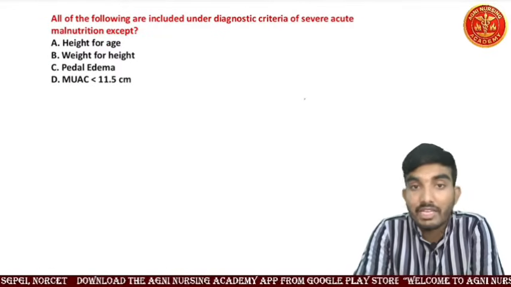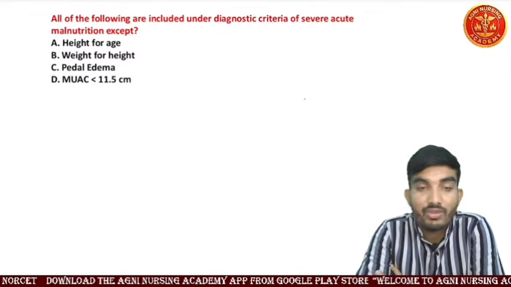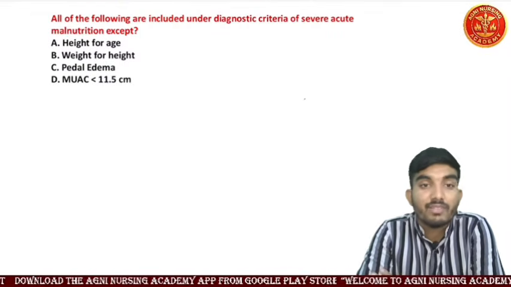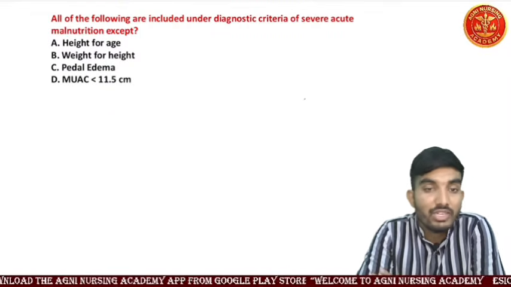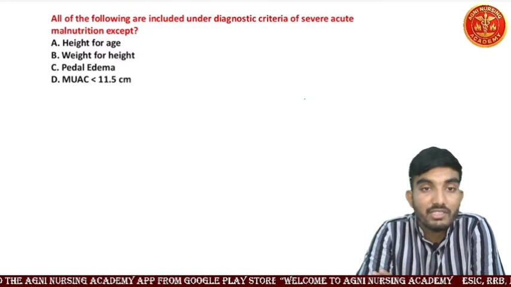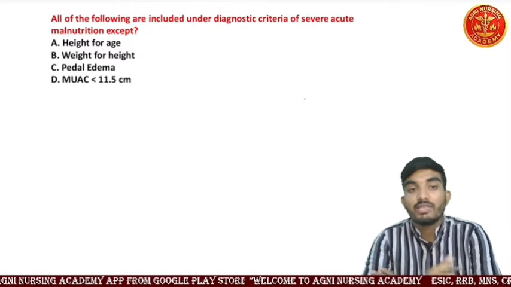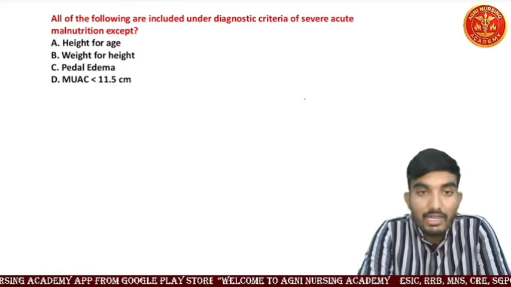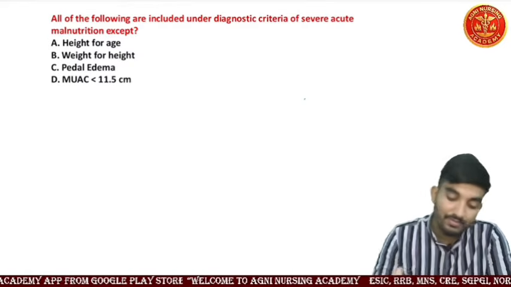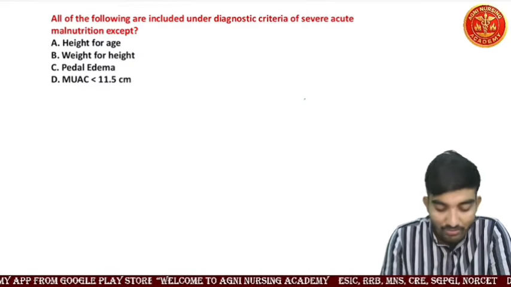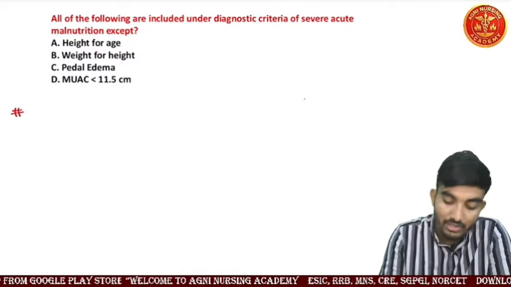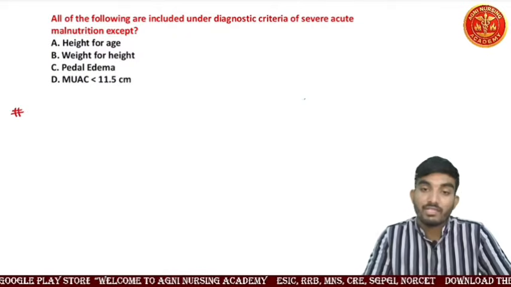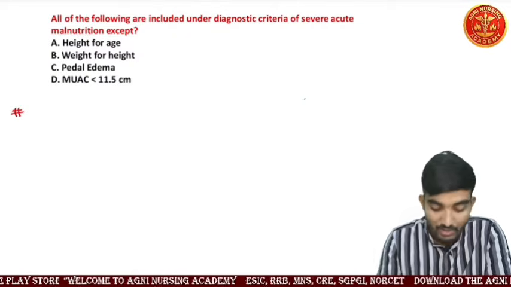All the following are included under diagnostic criteria of severe acute malnutrition except: option A, height for age; option B, weight for height; option C, pedal edema; and option D, mid upper arm circumference less than 11.5 centimeter. We'll discuss some important points which are very helpful in your exams. Questions will arise from this only.